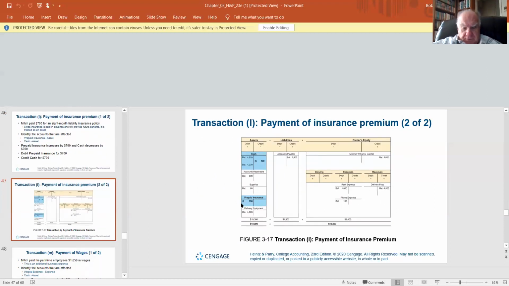So we threw another asset up here. Here is another asset we just added, prepaid insurance. Cash goes down. Again, an exchange of one asset for another.